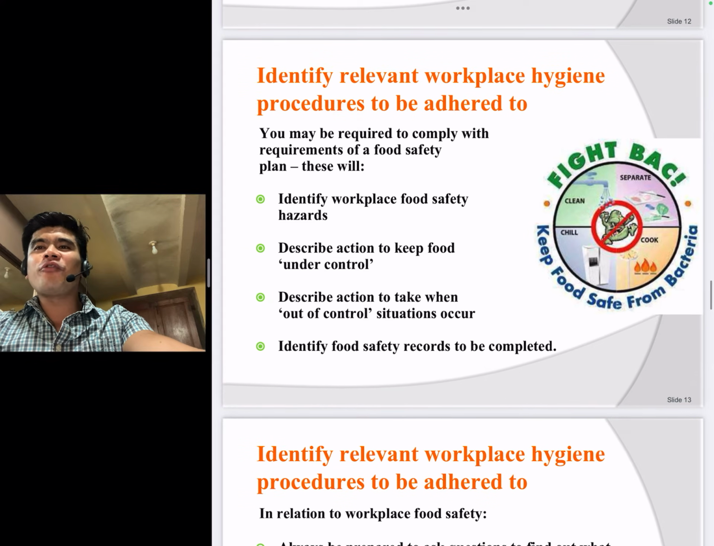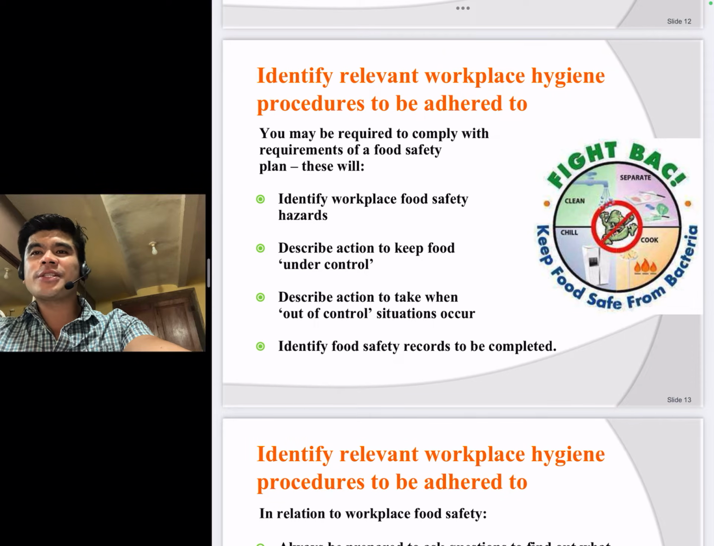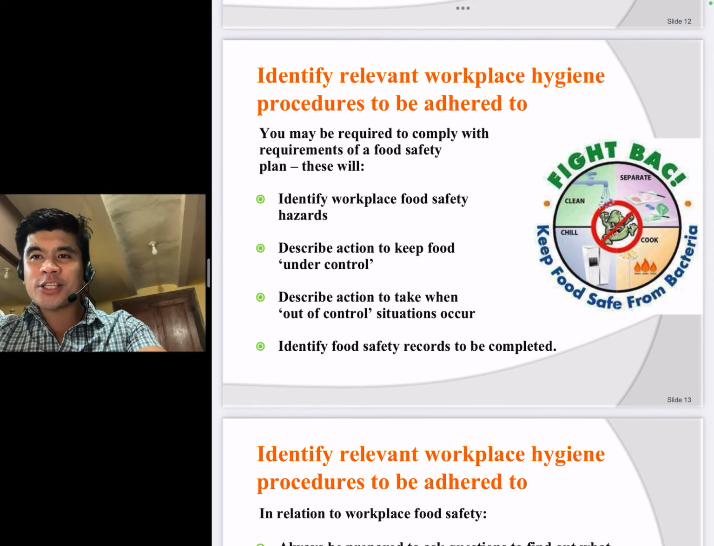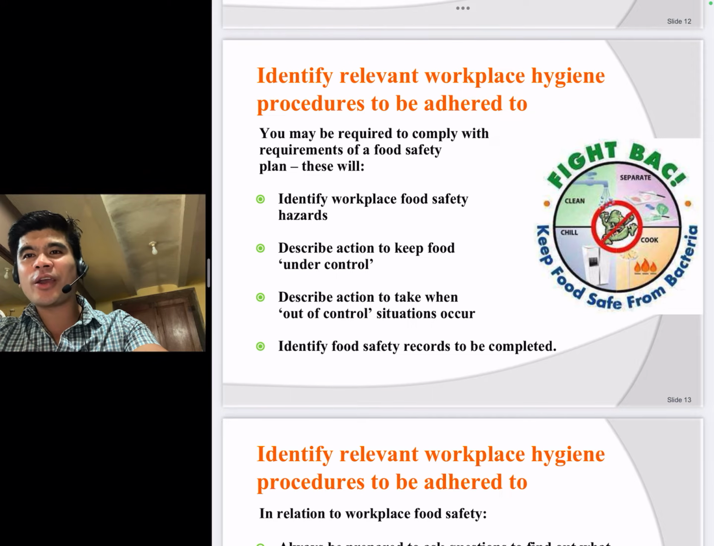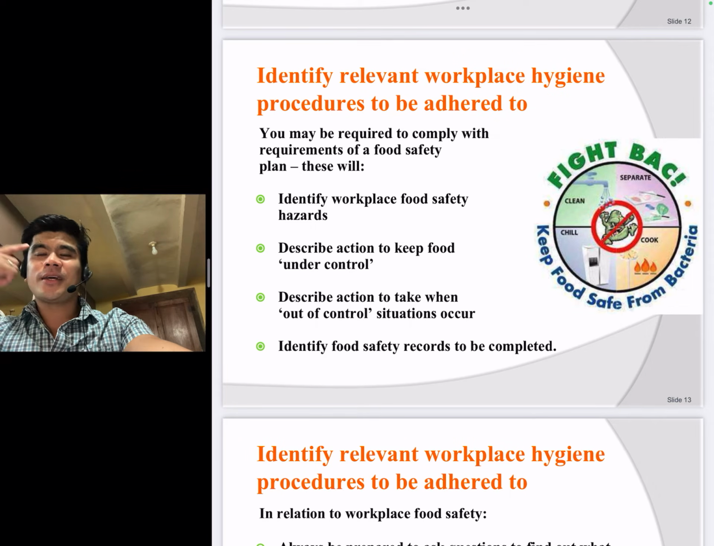Moving on, identify relevant workplace hygiene procedure. Once again, as continued, identify workplace food safety hazard. Describe action to keep food under control. Next, describe action to take when out of control situation occurs. Next, identify food safety records to be completed.